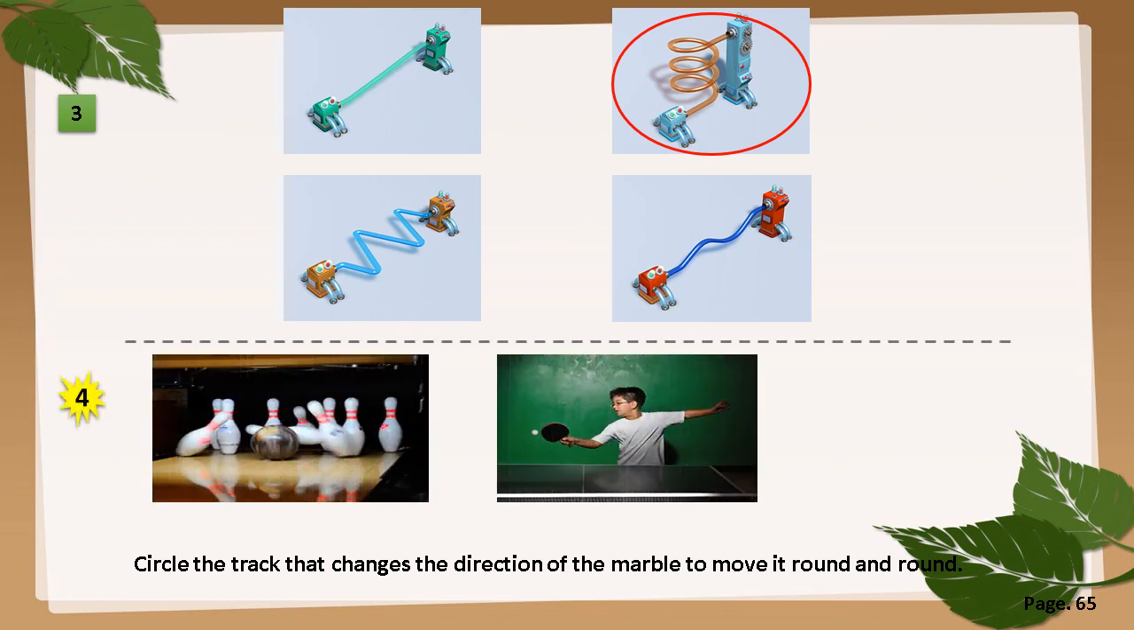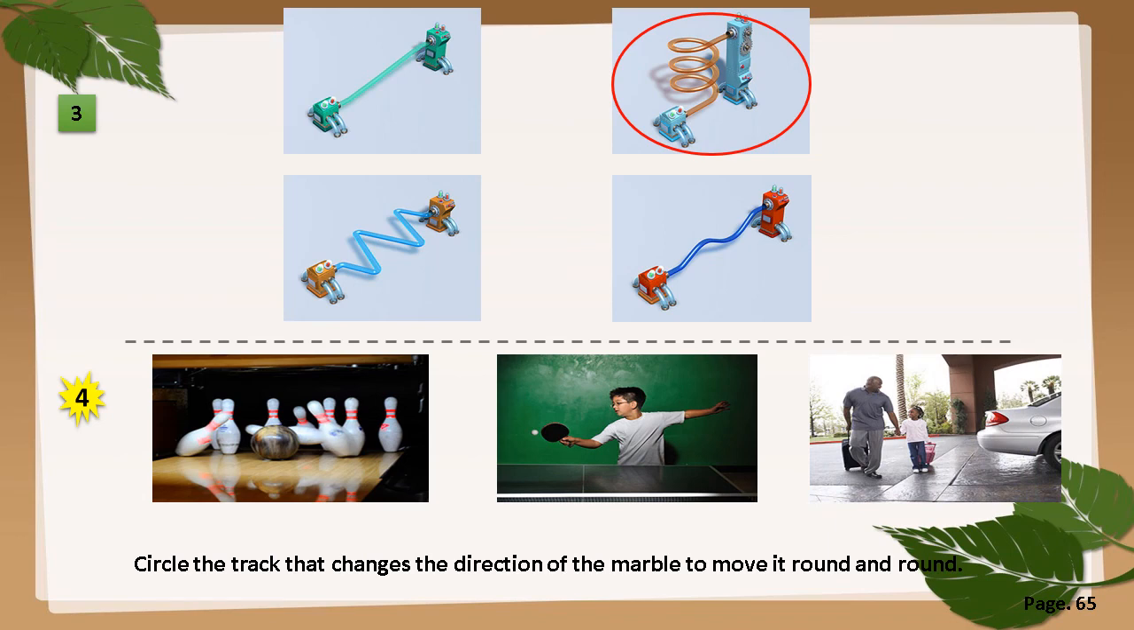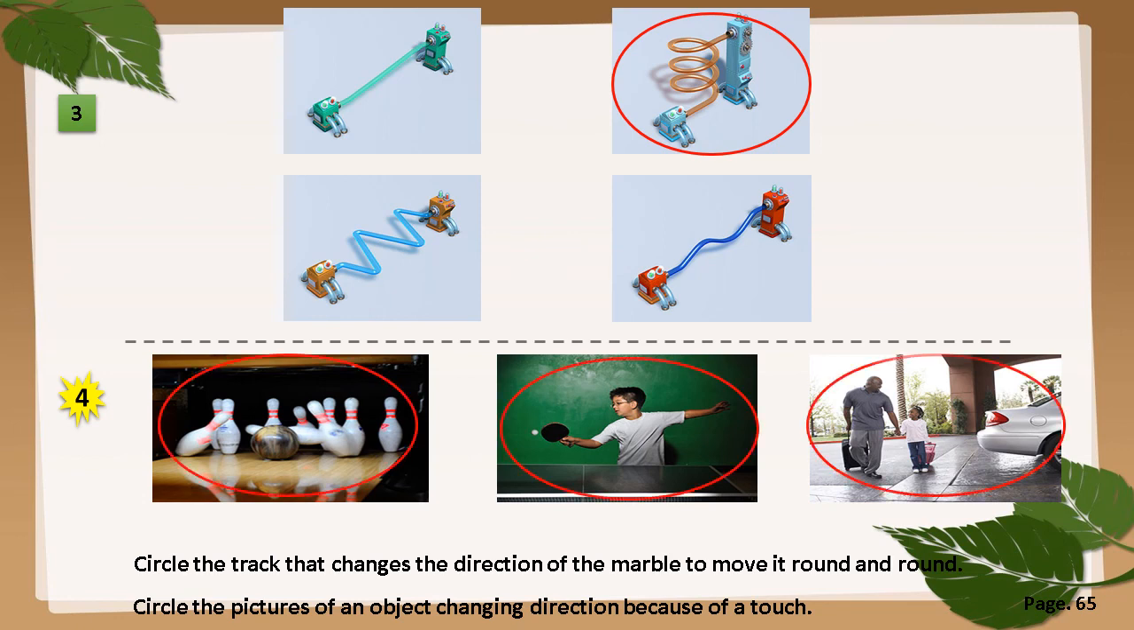Now for part 4, let's look at these 3 pictures below and let's circle the pictures of an object changing direction because of a touch. So what do you think? Great job! Let's circle all of the 3 pictures. Now, let me ask you a question. What do you think is causing the objects in these pictures to change direction? Very good. They are touching or colliding with other objects.